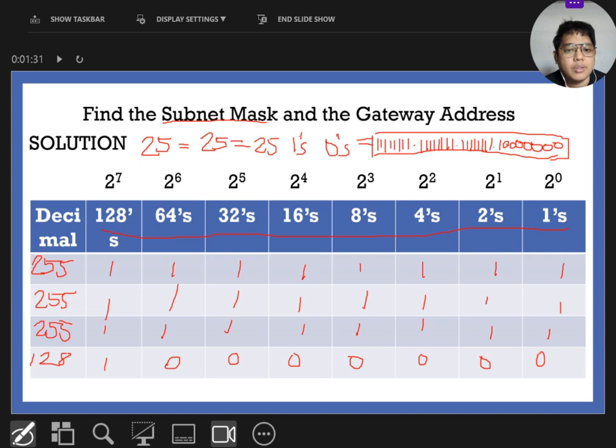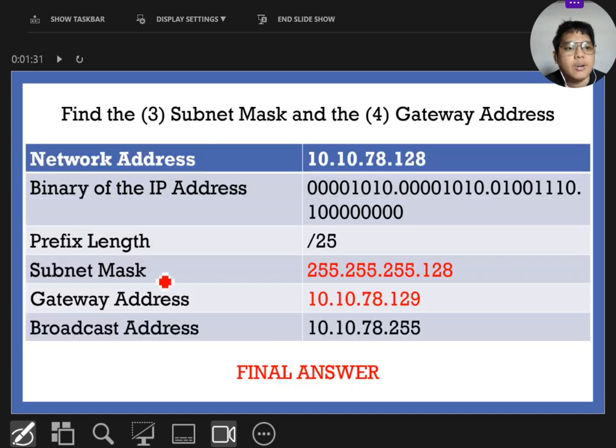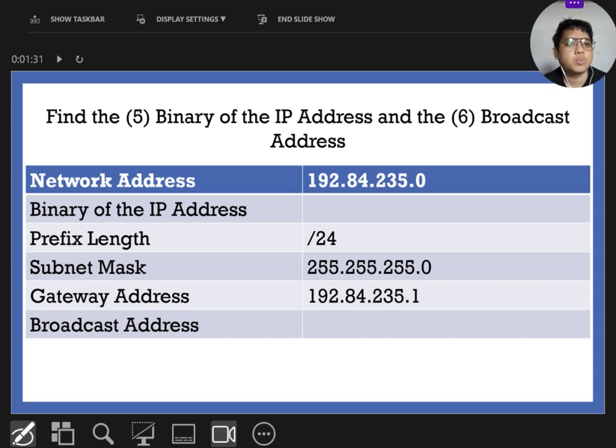Okay, so here is our final answer. Our subnet mask is 255.255.255.128. Then our gateway is 10.10.78.129.